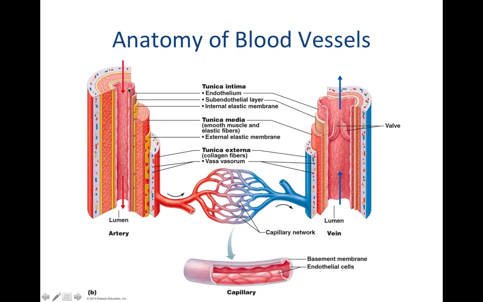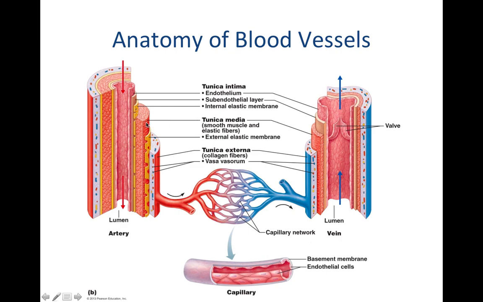So the arteries' tunica intima will be very similar to the veins' tunica intima. They both have an endothelial inside layer made of simple squamous epithelium. You see this subendothelial layer in both, although in arteries you have an internal elastic membrane. Because arteries have the force of the left ventricle pushing blood through them, they need to have a little bit of stretch. So arteries will have an internal elastic membrane, and that will be lacking in a vein.